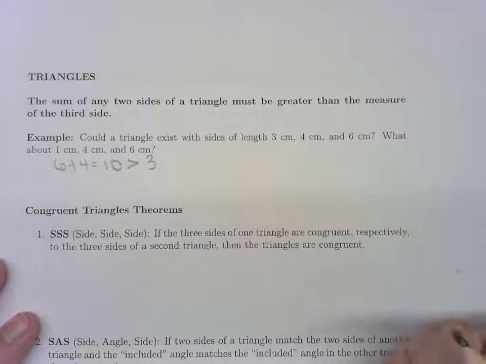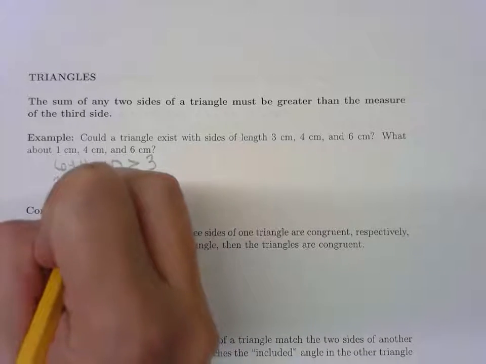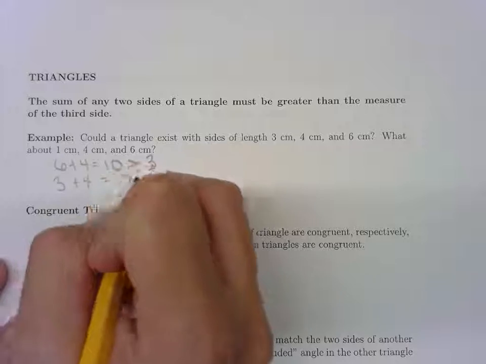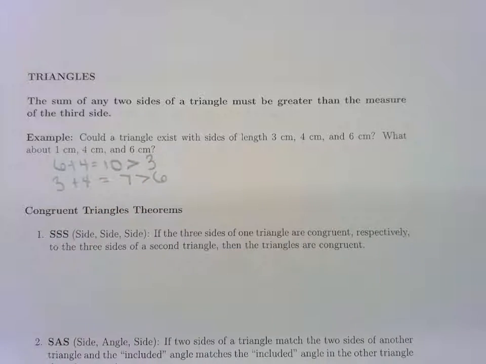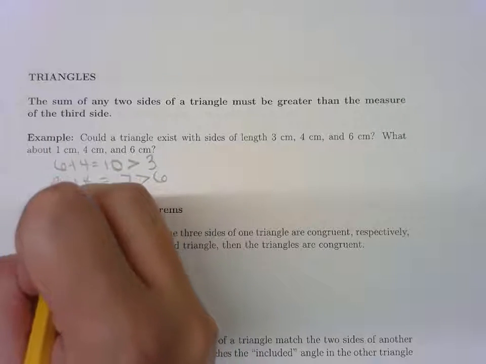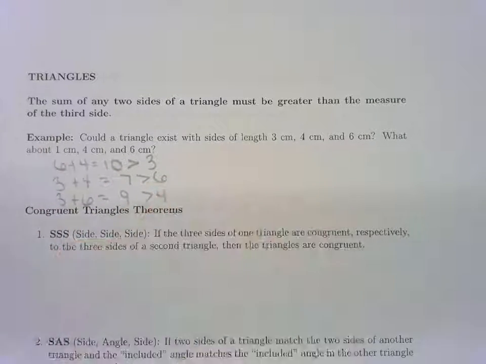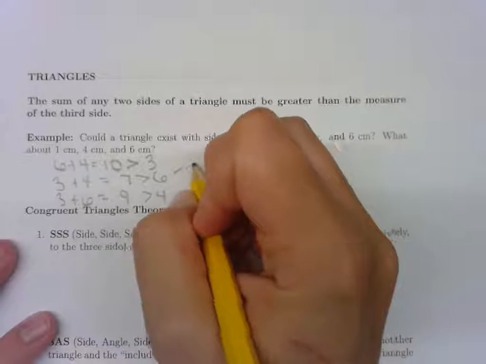Yes. Let's do 3 and 4. So 3 plus 4 equals 7. Is it greater than the last side, 6? Yes. And then the last one would be 3 and 6. So 3 plus 6 equals 9. Is it greater than the last side, which is 4? Yes. So this would be a triangle.